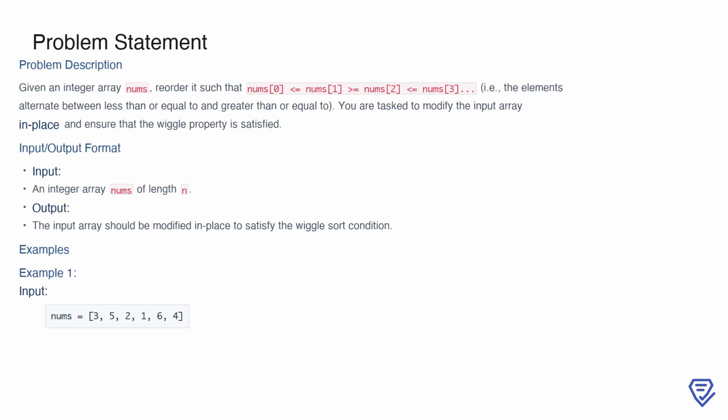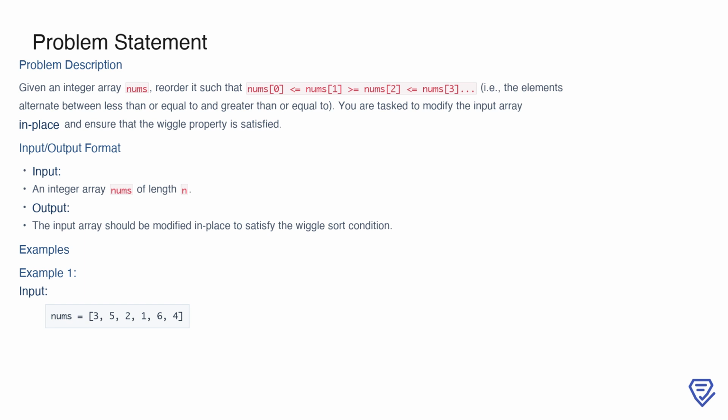In this problem, we're given an integer array called nums, and our goal is to reorder it to satisfy a specific pattern known as the wiggle property. This means that the elements should alternate between being less than or equal to their neighbors and greater than or equal to their neighbors. For example, nums[0] should be less than or equal to nums[1], then nums[1] should be greater than or equal to nums[2], and so on.